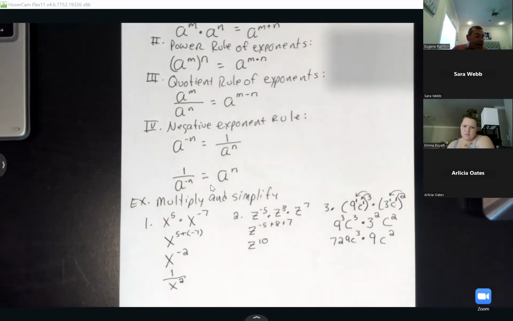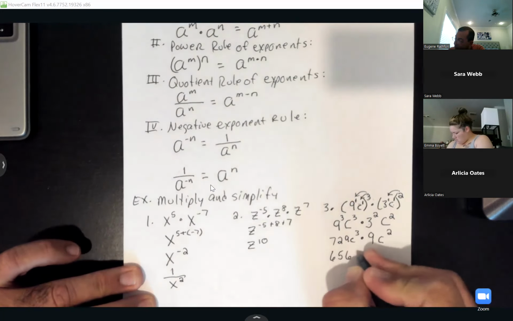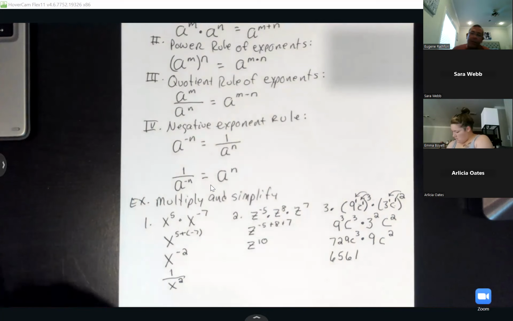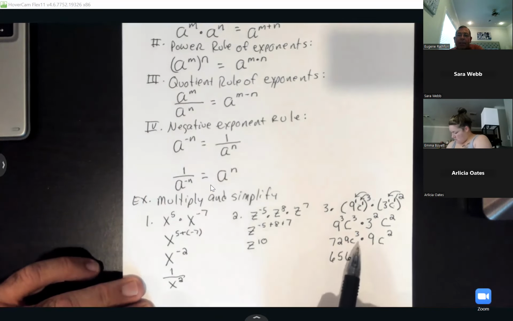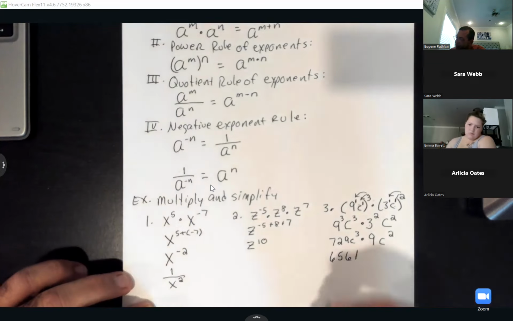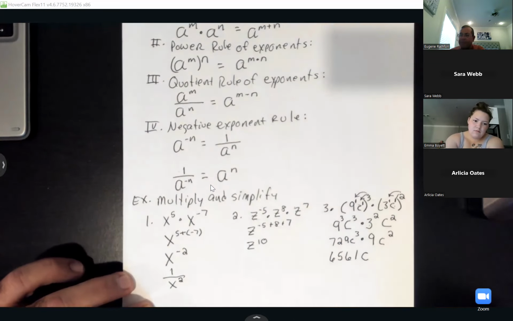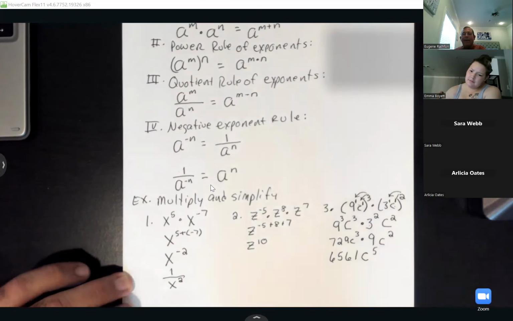That gives me 6,561. So remember, I had to multiply the numbers, but y'all, what would I do to this? I got a c to the 3rd that I got to multiply by that c squared. What will that give us? C to the 5th. C to the 5th. There you go.